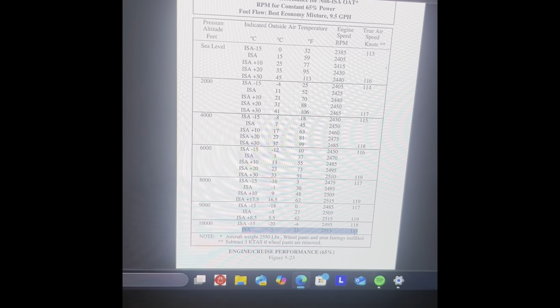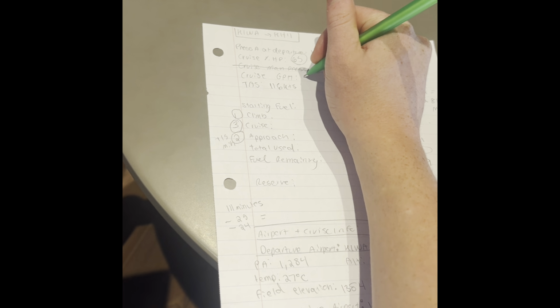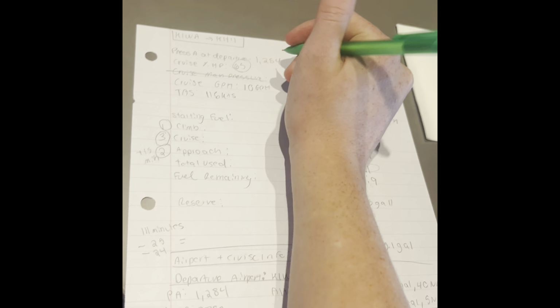And then true airspeed is 119 minus 3 because the wheel pants are removed, which gives me 116 knots for my true airspeed. And then gallons per hour, I'm just going to put 10 gallons per hour, 65% horsepower, and the pressure altitude of 5.